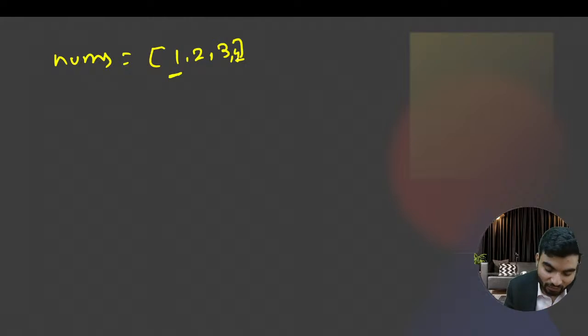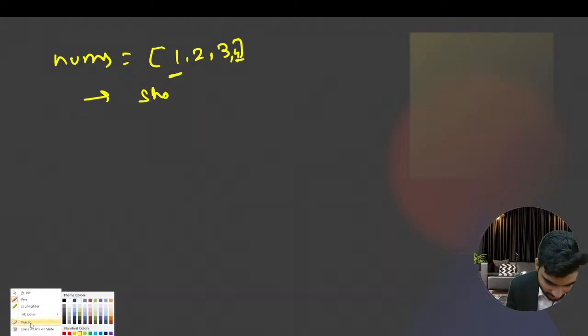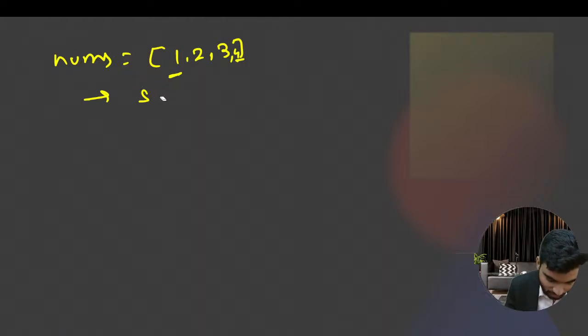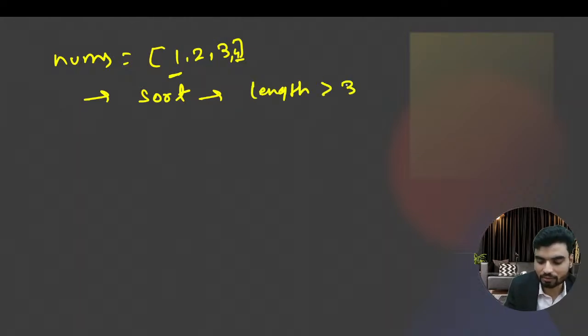Now, what is the logic? What can we do? We can have 3 numbers. The first approach can be to sort the whole array. Okay, so you can sort the array, and if the length is greater than 3, we can take the third element from the last. If we sort the array, we can have the last third element.